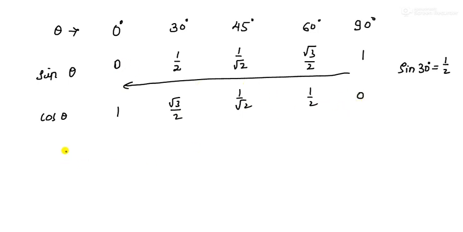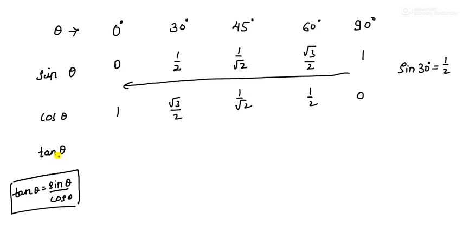Now coming to the next ratio, that is tan theta. And now tan theta is what? You have to remember this formula. Tan theta, you all know, is the reciprocal of cot theta, but it can also be written as sin theta by cos theta. So same thing happens. Tan 0 will be what? Sin 0 by cos 0. It means 0 by 1. What is 0 by 1? It is 0. So this value is 0.